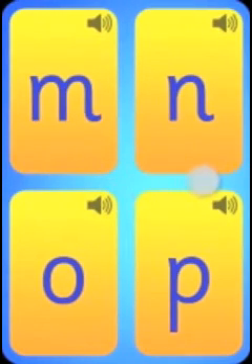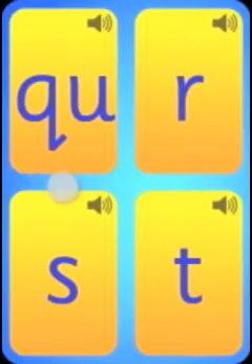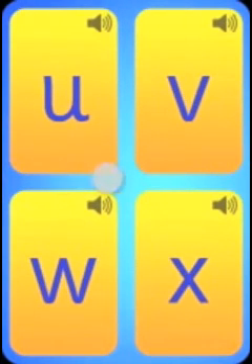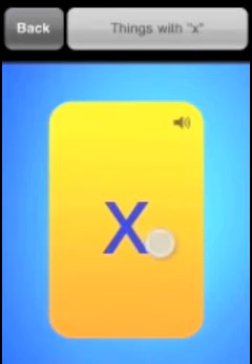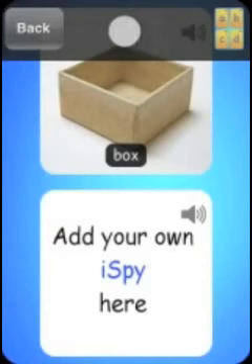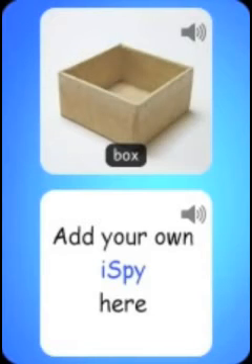All the letters have images that start with the appropriate phonics sound. The exceptions to this are the X and NG sounds. In English, these phonics sounds do not occur at the beginning of words. I spy things with X. Box.